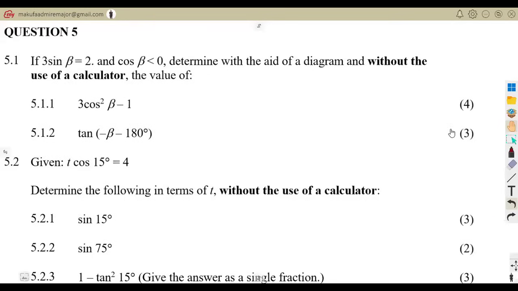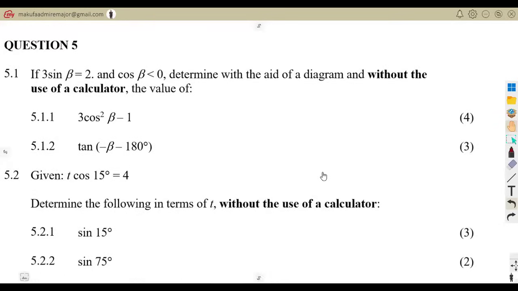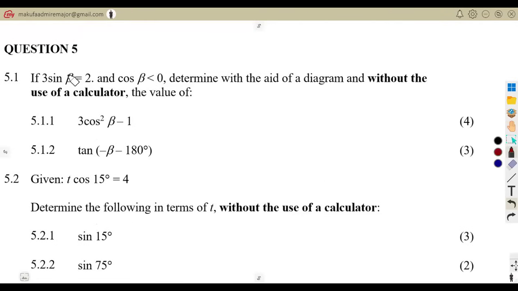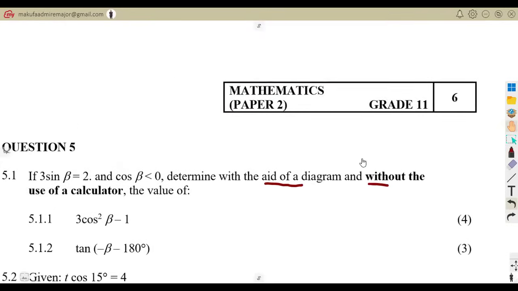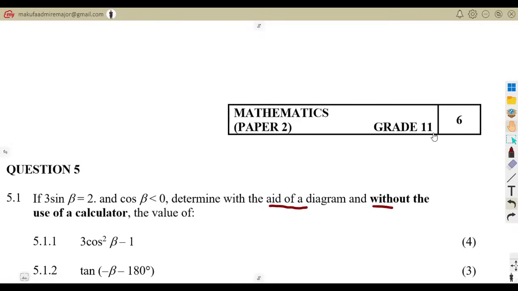So looking into question number 5, we were given question 5.1: if 3 sine beta is equal to 2 and the cos of beta is less than 0, determine with the aid of a diagram and without the use of a calculator the value of this. Let's consider our question properly here and try to understand the information that we are given.